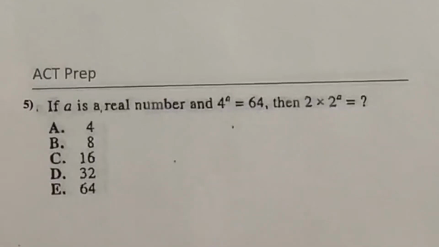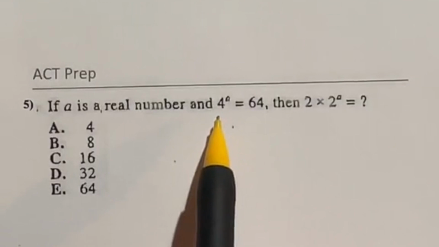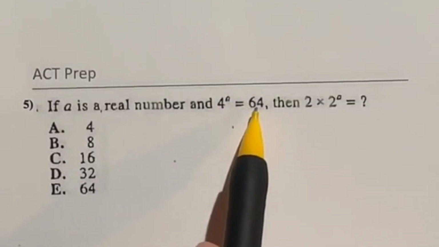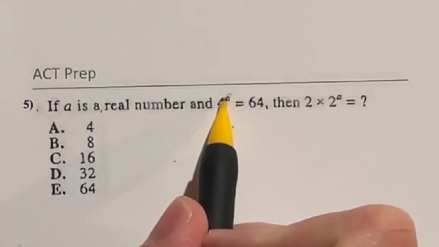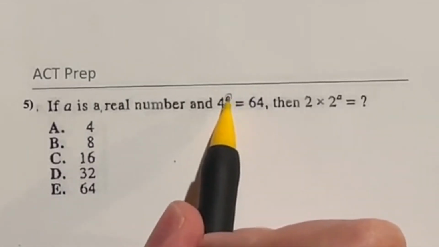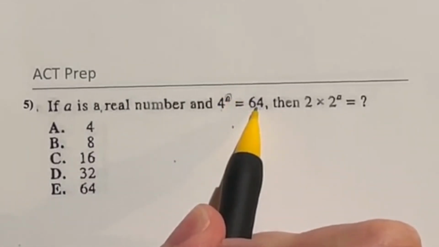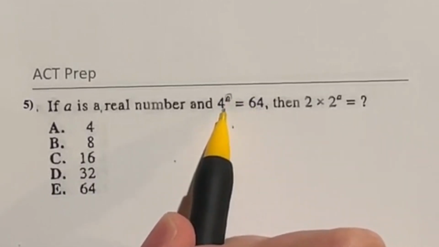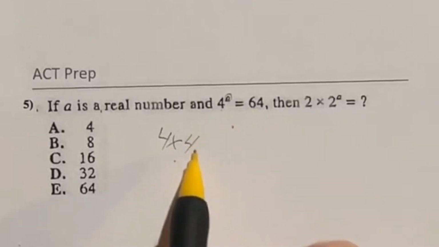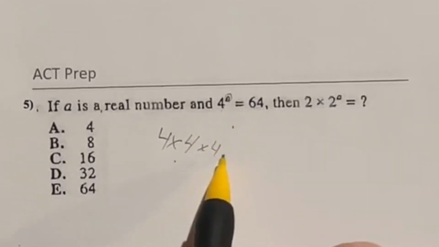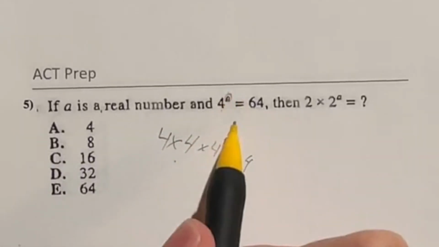So what we're looking at here is a little bit of a double substitution. It says if 4 to the a is equal to 64, then what is 2 times 2 to the a? Well, the first thing to identify is what this a is. Well, 4 raised to what power is going to give me 64? So in other words, how many times does 4 multiplied by itself give us 64? Well, 4 times 4 gives us 16, and then times another 4 will give us that 64. So this a is 3.